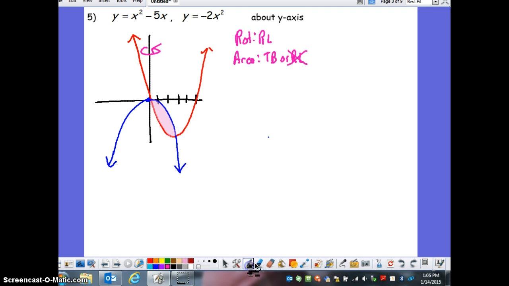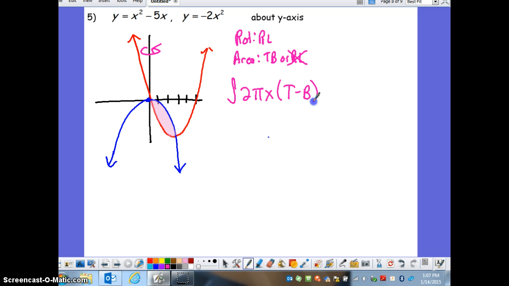And when I do so, I'm going to have the integral here of 2 pi x and then top minus bottom dx. That's the base that we're going to use. So now 3 decisions again. One is what the bounds are. Two is how do you plug the number in. That one we don't have to worry about because the y-axis is just x equals 0, so that doesn't affect this. And then the top and the bottom.